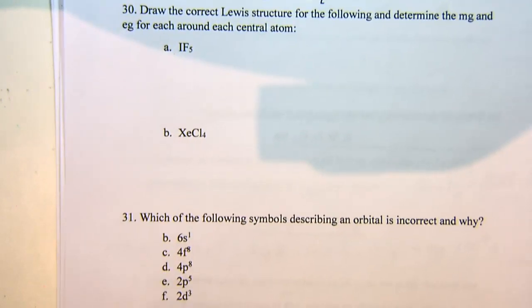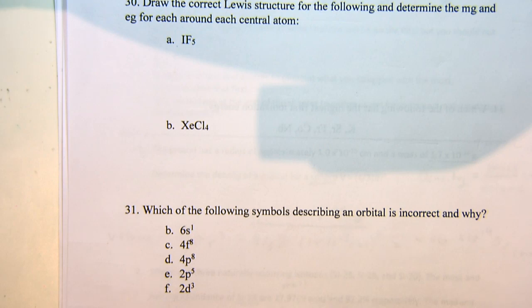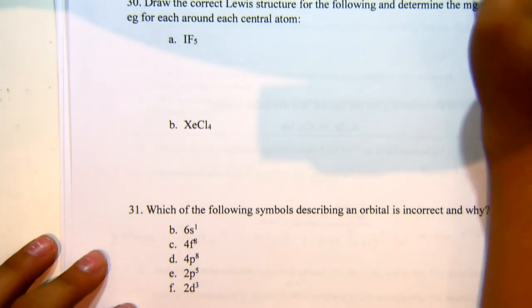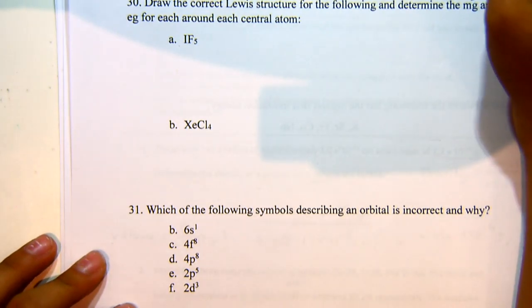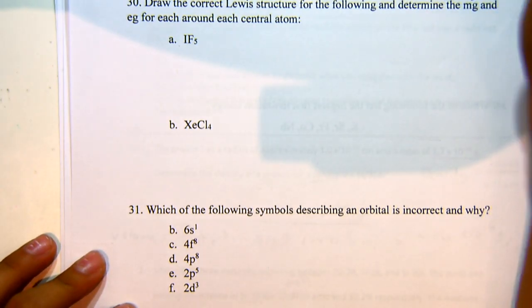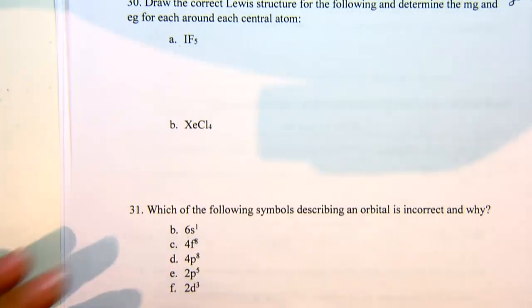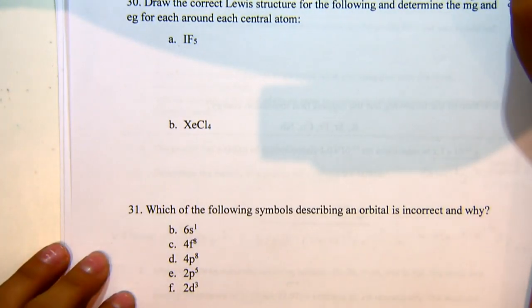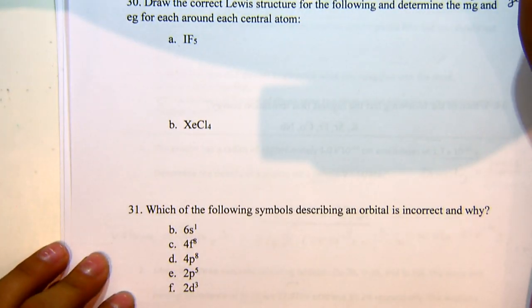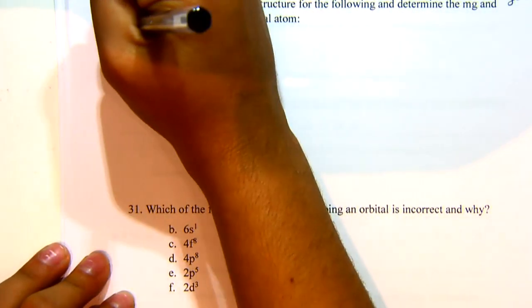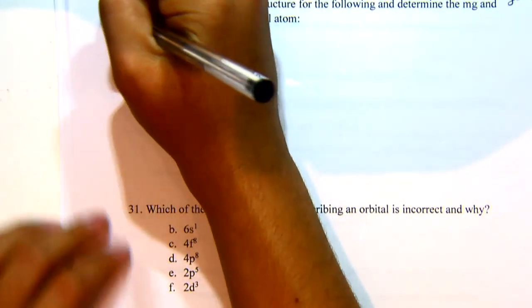Now, here we have Lewis structures, and determining Mg stands for molecular geometry. She would never put Mg though. She would just write out straight out molecular geometry, and Eg is electron geometry.